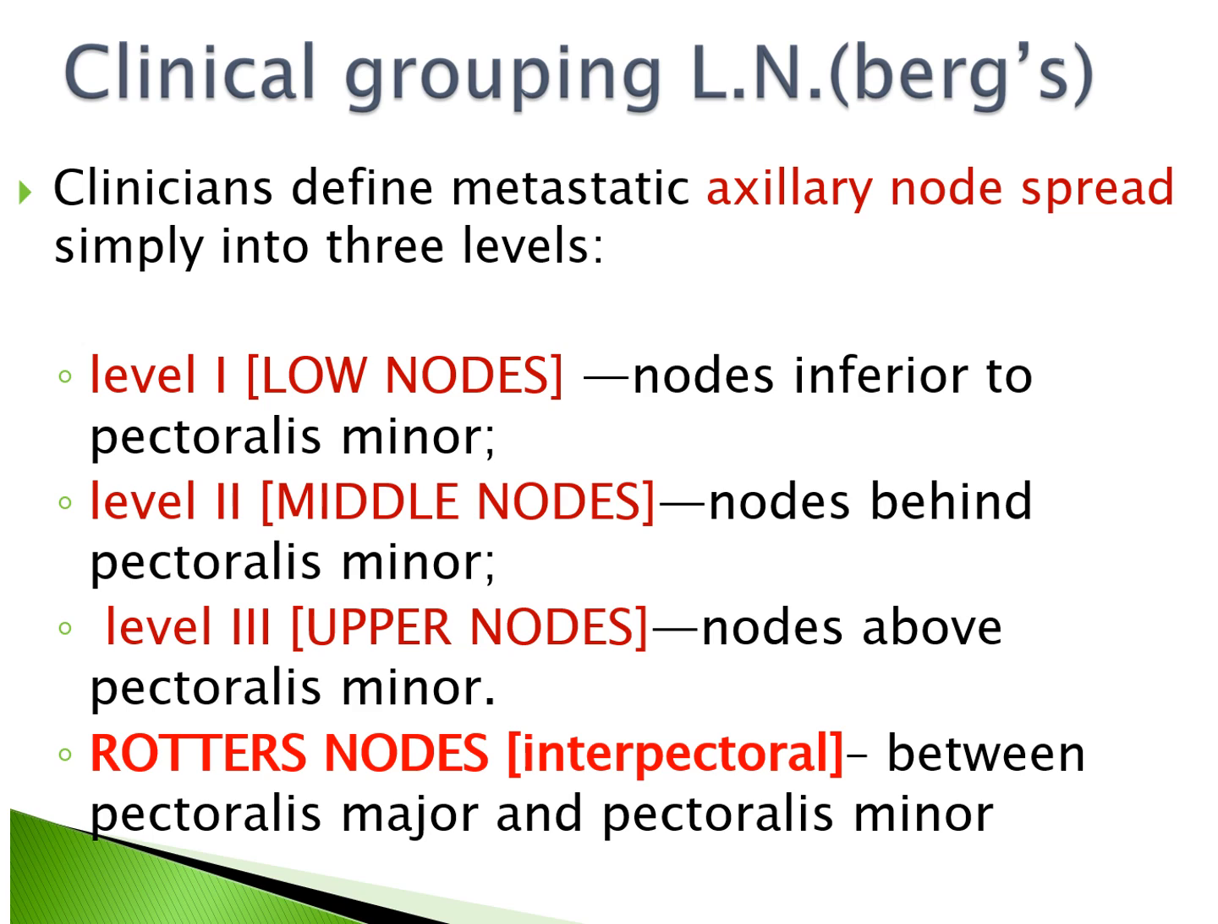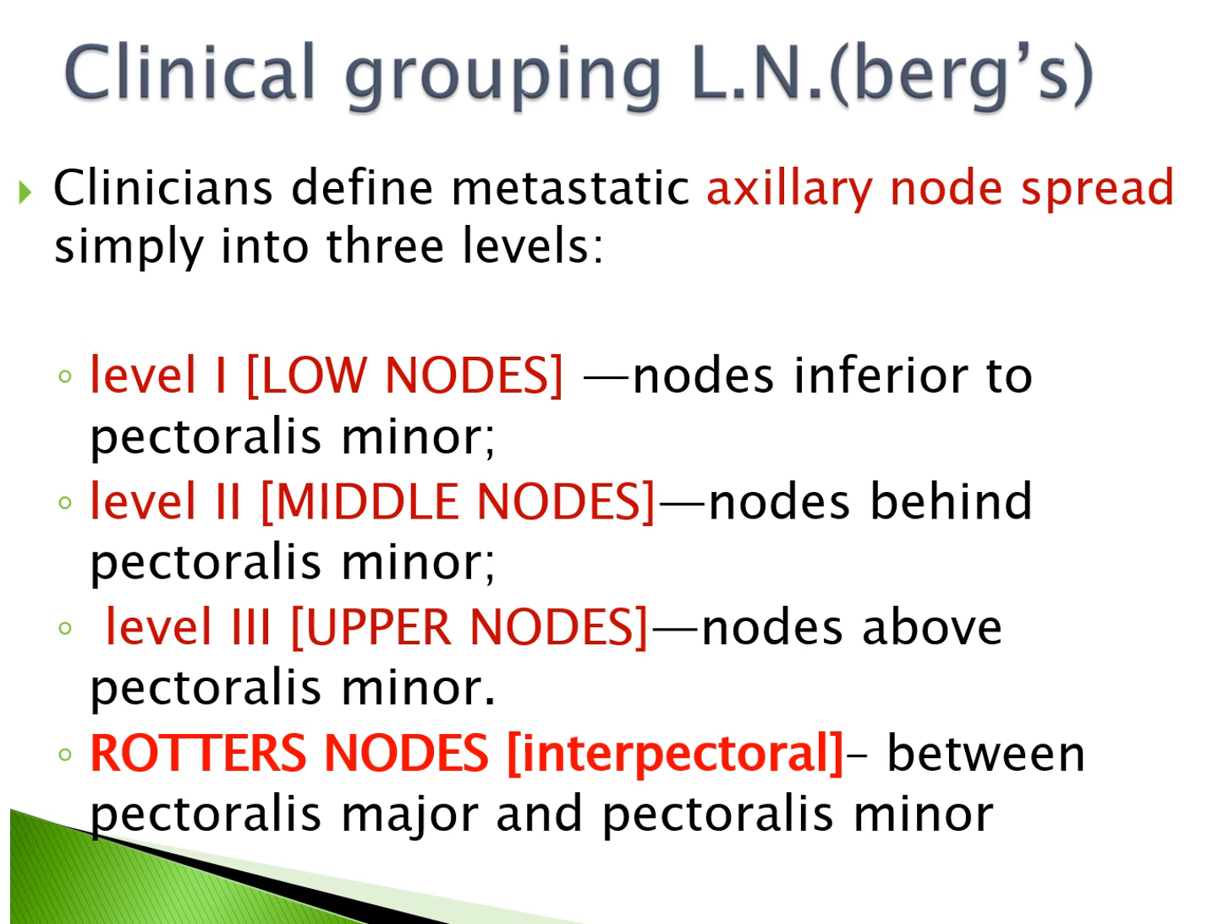We have level 1, usually based on the relationship to the pectoralis minor. We have level 1, or what we call the low nodes. We have the middle nodes, we have the upper nodes, based on their relationship, whether they are lying inferior to the pectoralis minor, or whether they're lying behind it, or whether they're lying above pectoralis minor. So let me show you another.